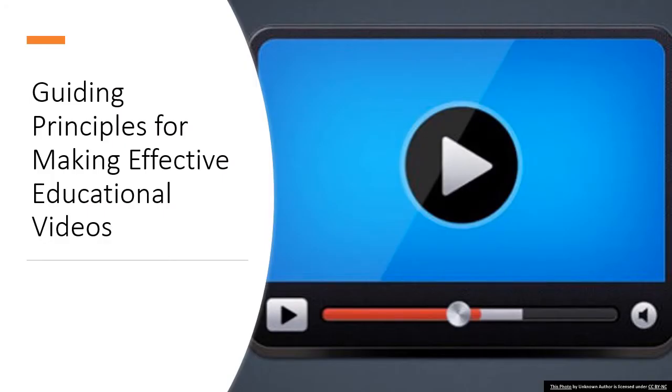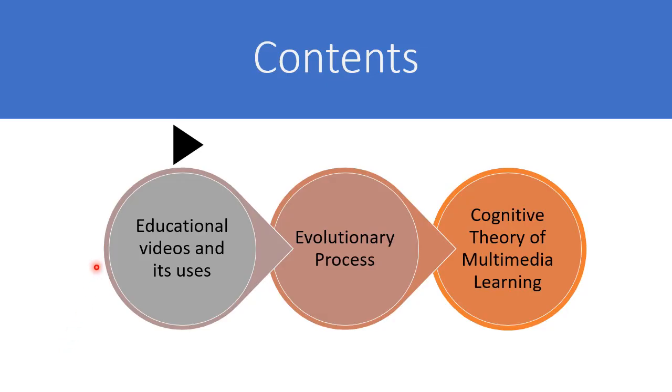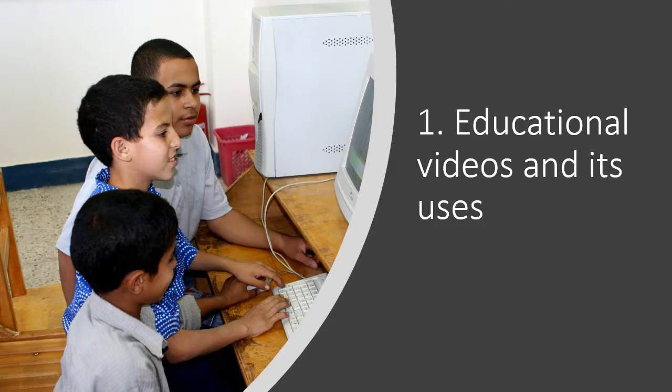In this video, we are going to see the guiding principles for making effective educational videos. For convenience, it is divided into three parts. The first one is educational videos and its uses. The second one, the 5 phases of evolutionary process, and the third one, cognitive theory of multimedia learning. First one is educational videos and its uses.